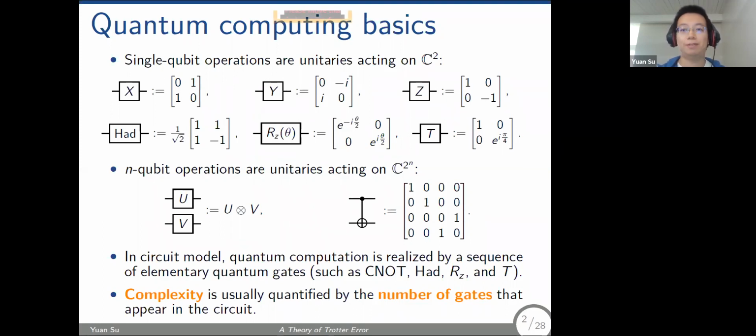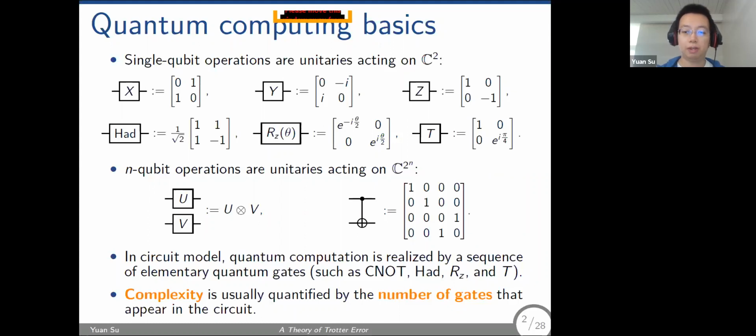So these are just single qubit elementary operations. In general, you could have multi-qubit operations. For example, if you have operation U and operation V, you can put them together to get U tensor V. But you also can have something like the so-called CNOT gate, which cannot be simply decomposed into a tensor product of elementary gates. In any case, in the usual quantum circuit model, you can describe a quantum computation using a sequence of elementary gates, and usually the complexity of such a computation will be quantified by the number of gates that appear in these circuits.